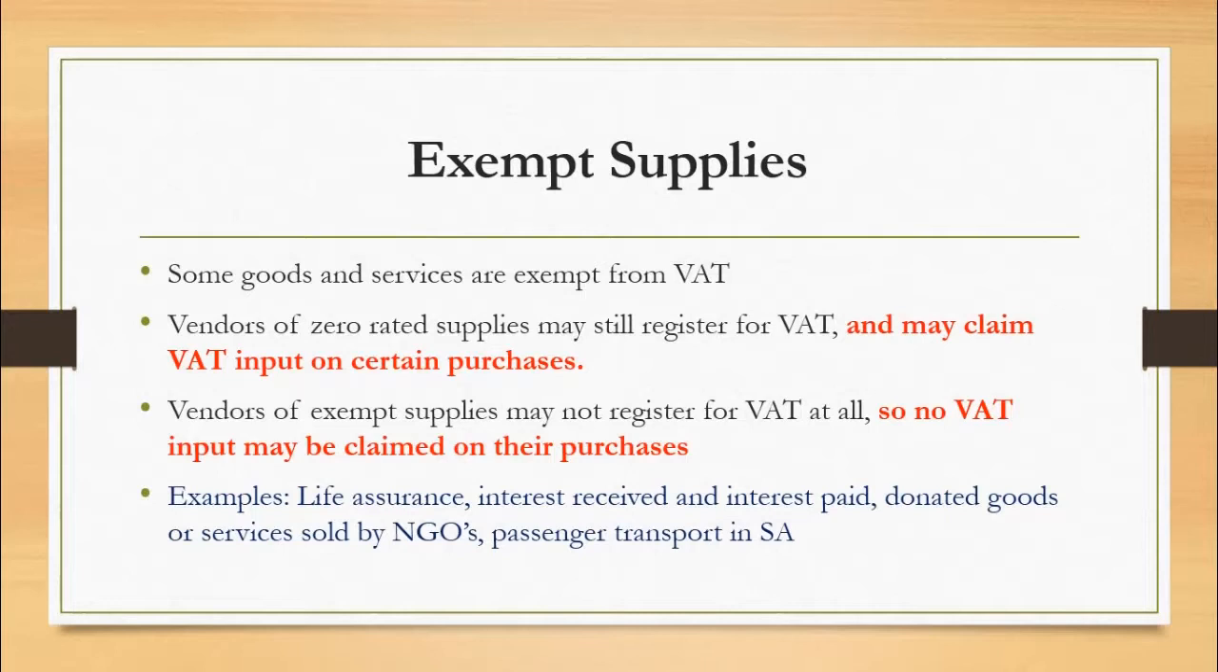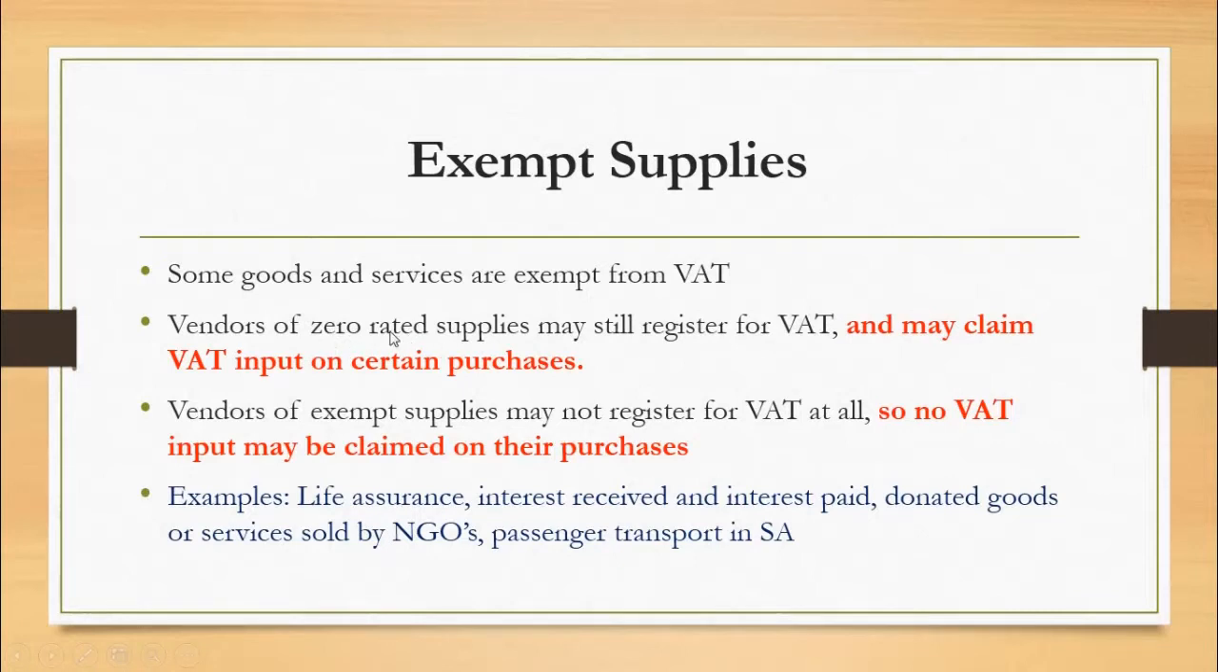Now, when we look at exempt supplies, there are some goods and services that are exempt from VAT, right? That means there is no VAT that is charged on them at all, okay? So vendors of zero rated supplies may still register for VAT and may claim VAT input on certain purchases, right? All we are saying is that as a VAT vendor supplying zero rated supplies, you may claim VAT input on some purchases. Remember, when you have got a zero rated supply, that means you don't owe the taxman, right? But you can still claim for certain purchases that you buy that come with VAT on them. Please, let's be clear on that.